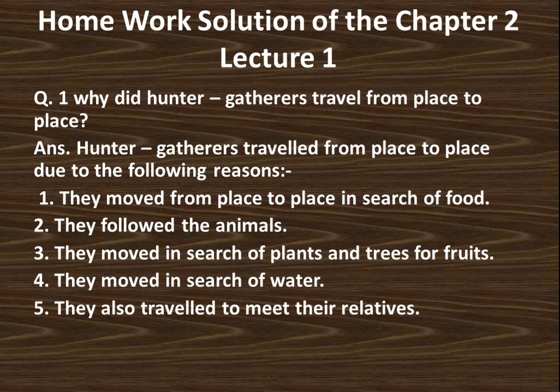Now this is time for homework solution of chapter number 2, lecture 1. Why did hunter-gatherers travel from one place to another? Hunter-gatherers traveled from one place to another due to the following reasons. They moved from one place to another in search of food. They followed the animals. They moved in search of plants and trees for fruits. They moved in search of water. They also traveled to meet their relatives.